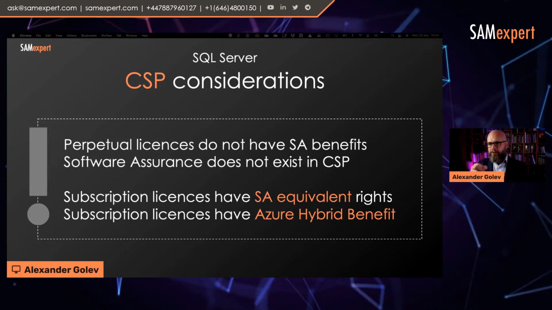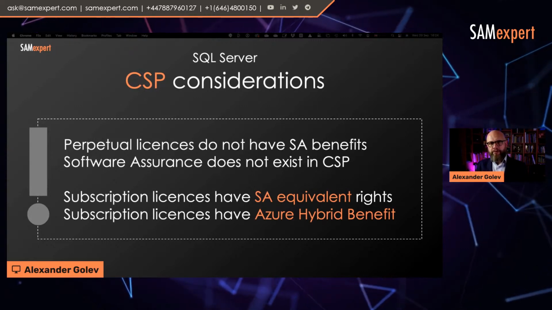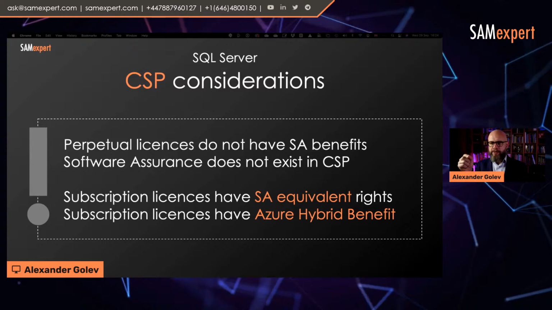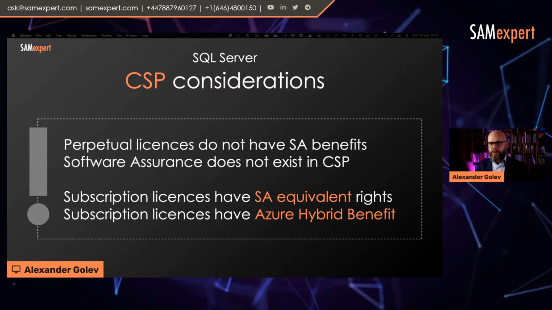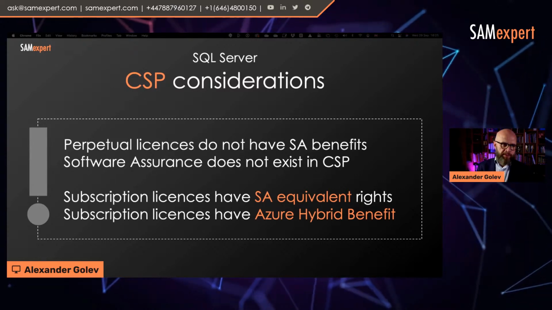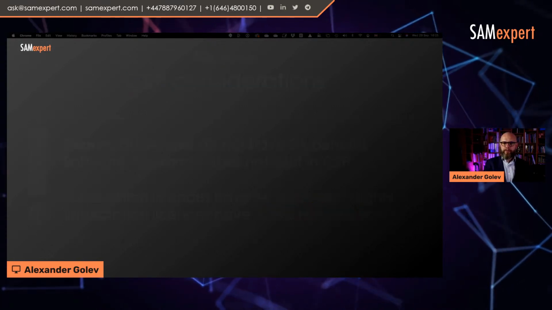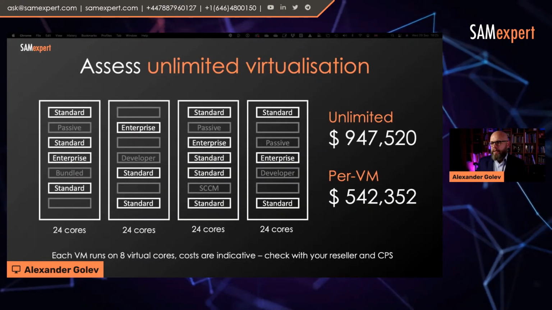CSP considerations. Perpetual licenses do not get the benefits: no license mobility, no SQL failover, and software assurance does not exist in CSP. Subscription licenses have full SA-equivalent rights, including Azure Hybrid Benefit and SQL failover. So if you want that through CSP, take subscriptions.